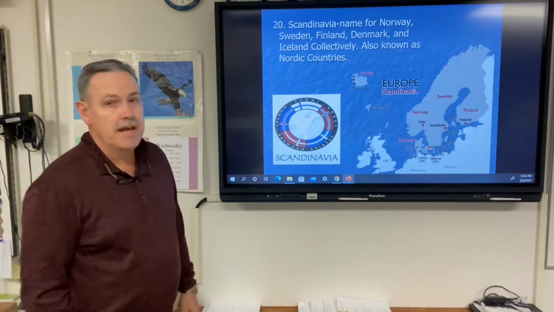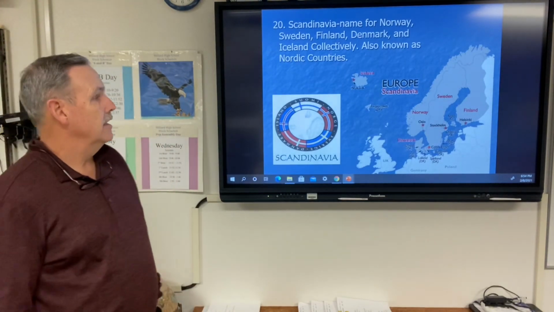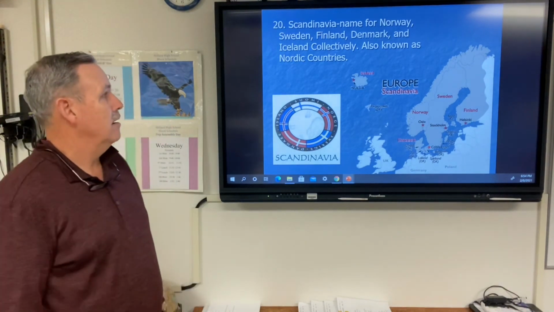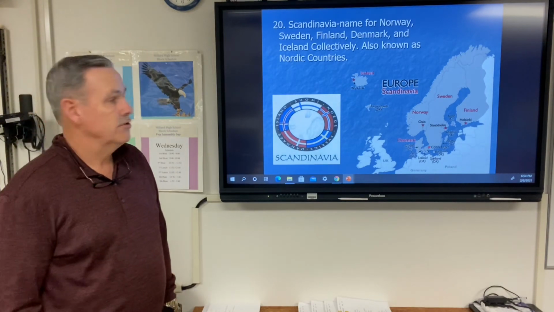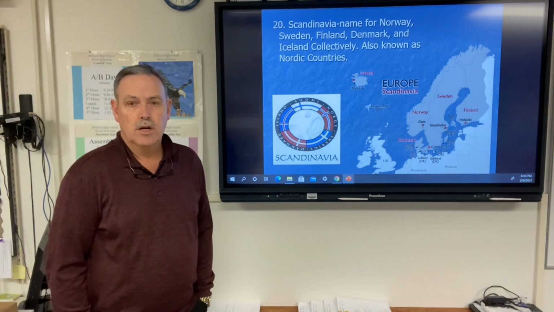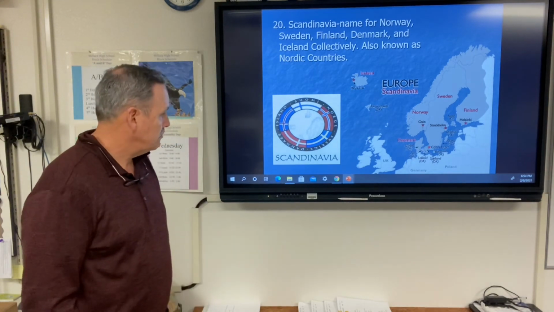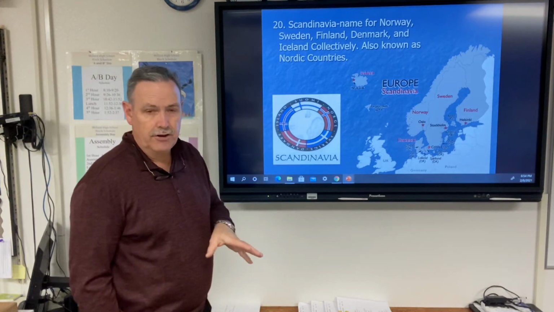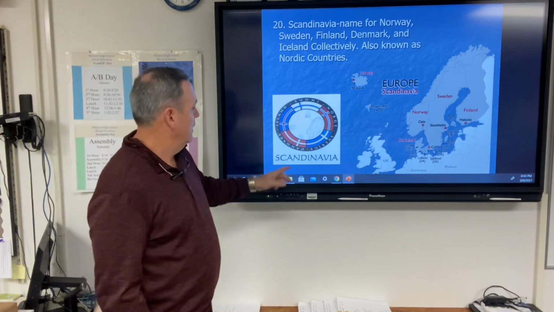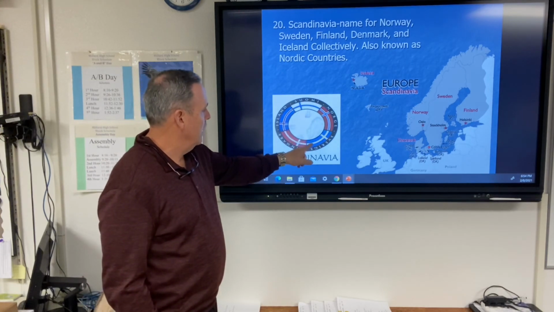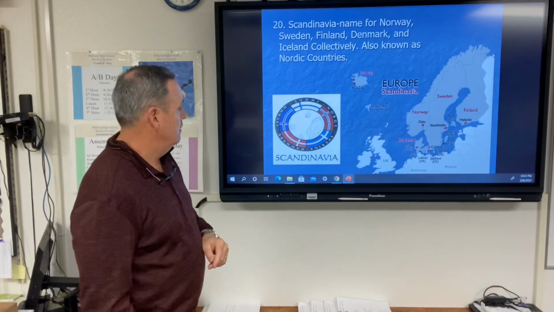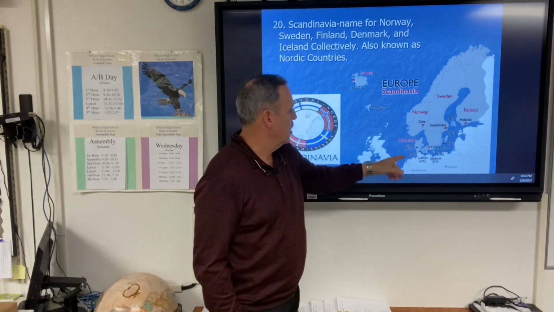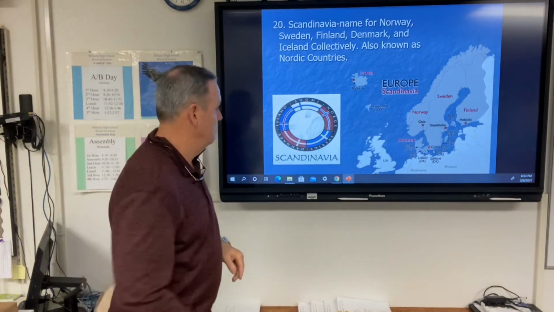Scandinavia is the name for Norway, Sweden, Finland, Denmark, and Iceland collectively. So those 5 nations together make up Scandinavia, and they're also known as Nordic countries or North countries. Kind of interesting to see this symbol here. Each of their flags are very similar. They've all got a cross, and they use 3 colors: white, lighter blue, and the burgundy. And then of course it's this area right here. Norway, Sweden, Finland, there's Denmark above Germany, and then Iceland.